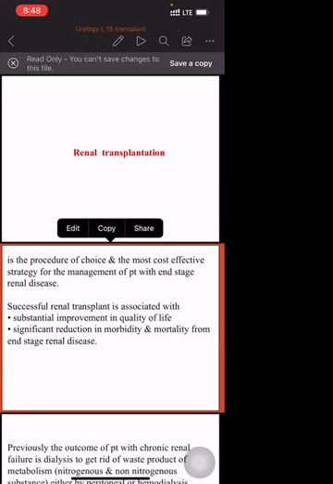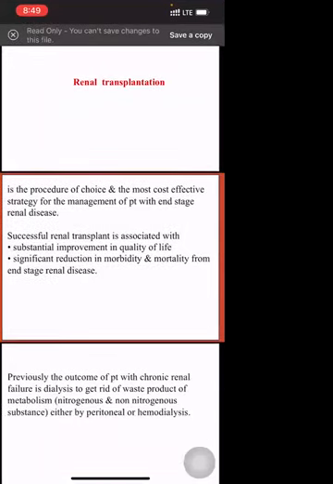it will not be cost-effective, and it causes stress and a long loss of time, because the patient may need renal dialysis 2 to 3 times per week. So renal transplantation is a good choice and cost-effective for the management of end-stage renal disease.